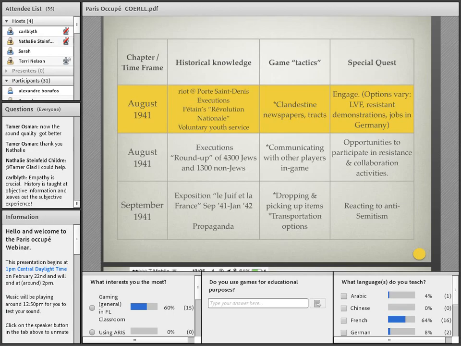And then the third chapter that I've been working on is August 1941, which is when things really start to move in terms of resistance activities. We see the first executions taking place. Pétain, the leader of France, has something he calls the Révolution Nationale, and he wants to change the government, and really starts talking about the decadence of France that led to the defeat against the Nazis.